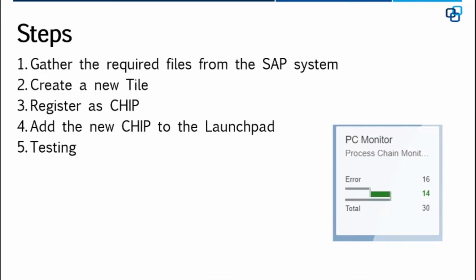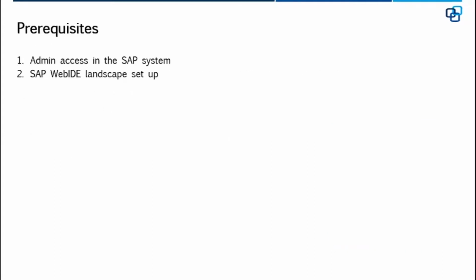First of all, let us take a look over the steps of what will follow next. We will need to gather certain files from the SAP UI5 framework that we'll use as a base for a custom tile. The second step will be to modify the files in order to fit our desired outcome. Then we will register the application as a chip and include it in the Fiori Launchpad Designer component. Near the end of the video, we will try to add our new tile to the Launchpad.